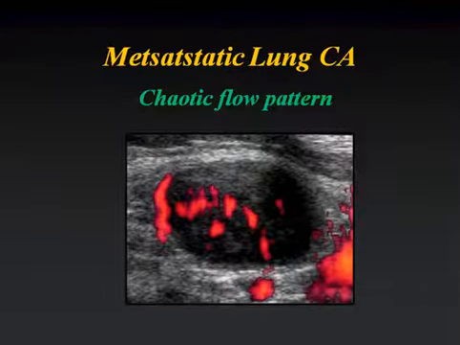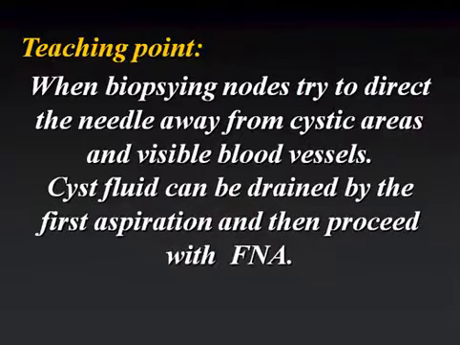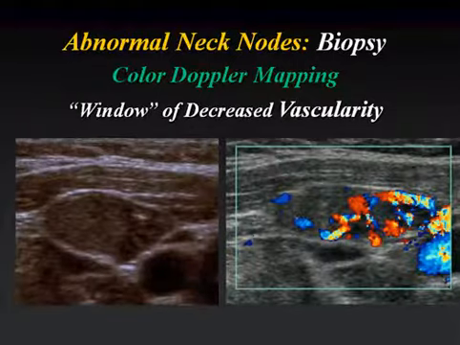It's just that they look very different than the very subtle central pattern. So any deviation from that central pattern should be considered abnormal. So when biopsying these nodes, direct the needle away from cystic areas and towards areas of visible blood vessels. However, if there's a lot of vascularity within the lymph node, we want to first use an aspiration technique.